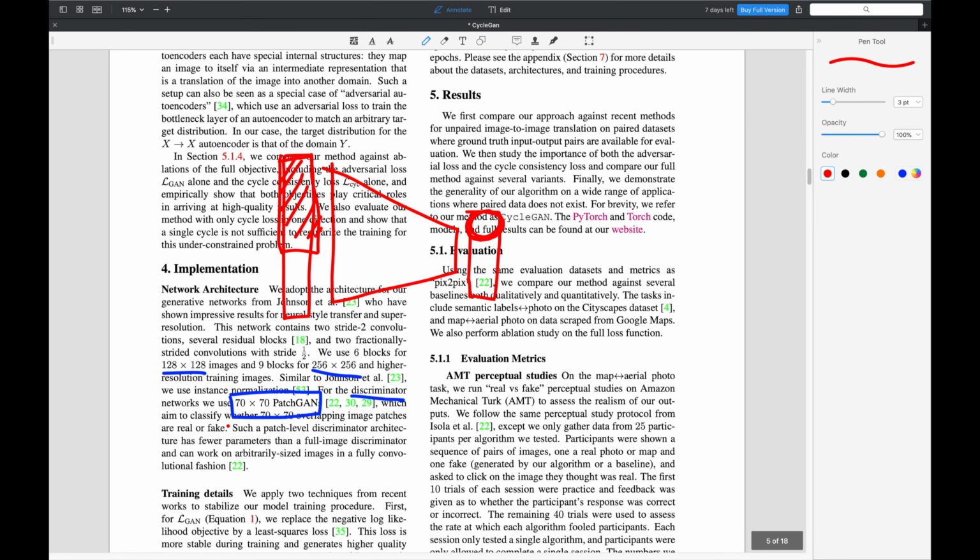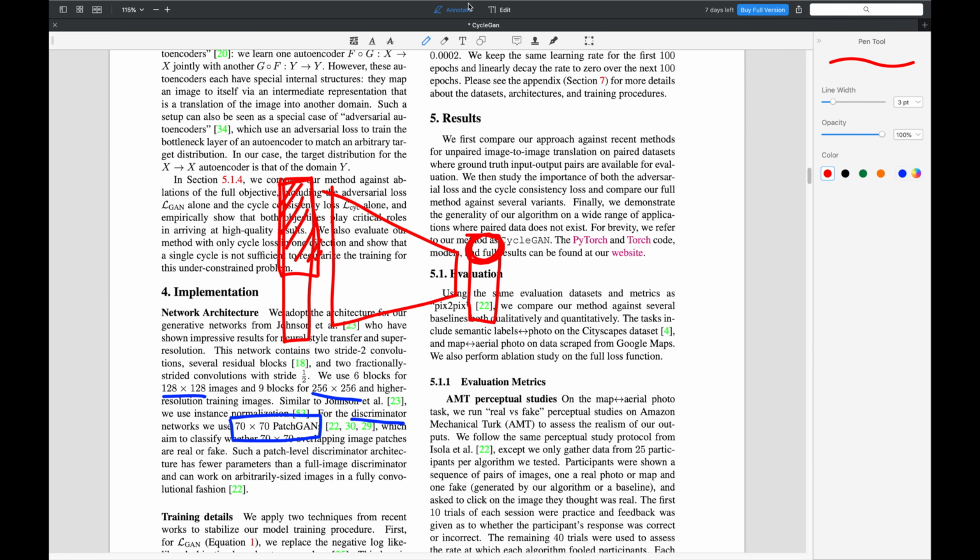So this 70 by 70 PatchGAN makes sure that it translates the image at a more texture-based level. But the problem with this 70 by 70 PatchGAN is that it can't really change the image a lot. It can't change the image at a global level because the receptive field is very limited.